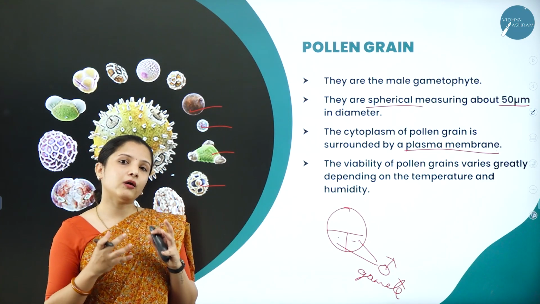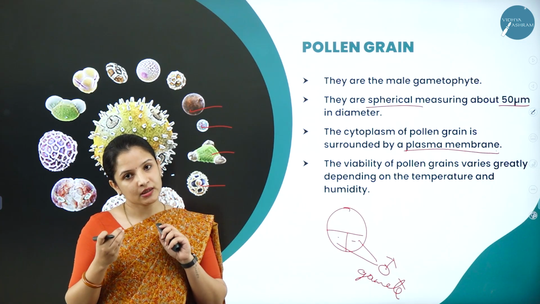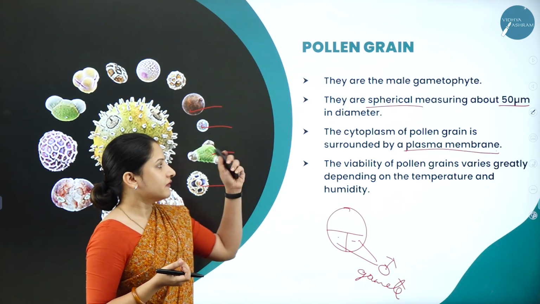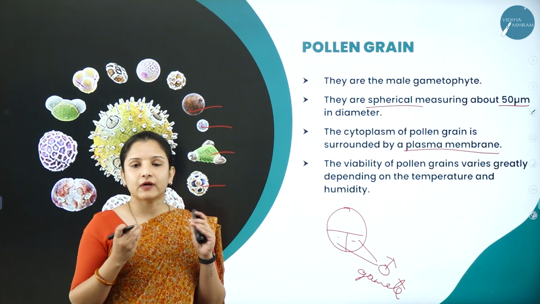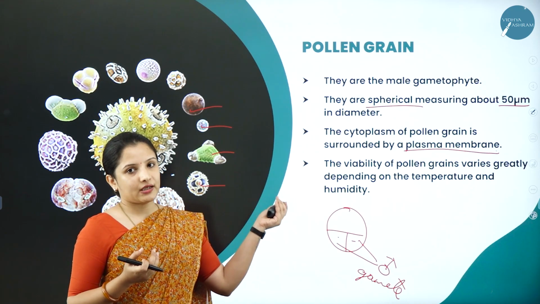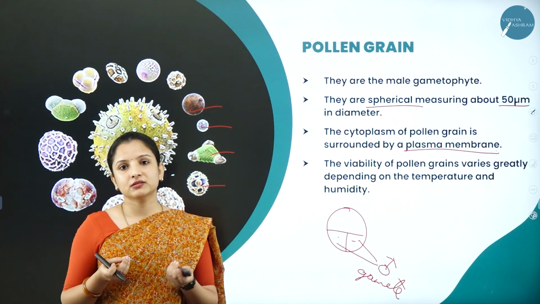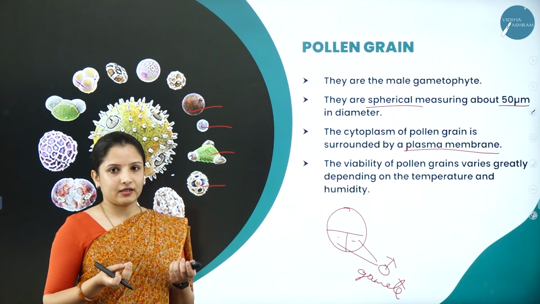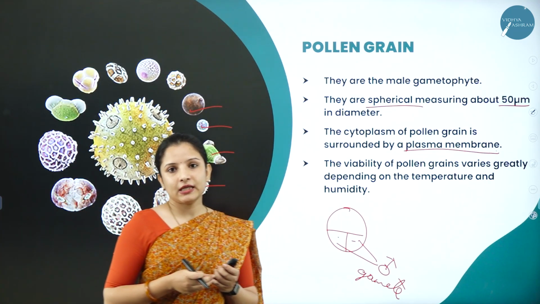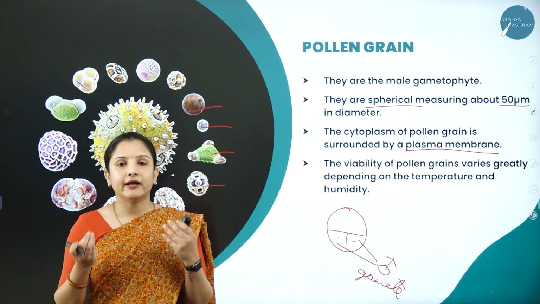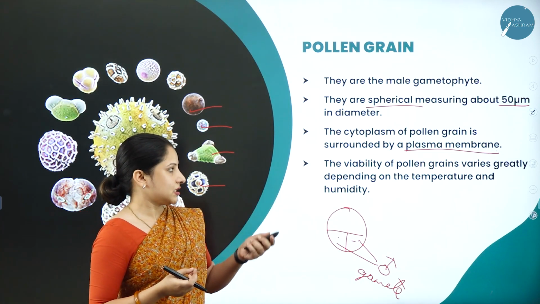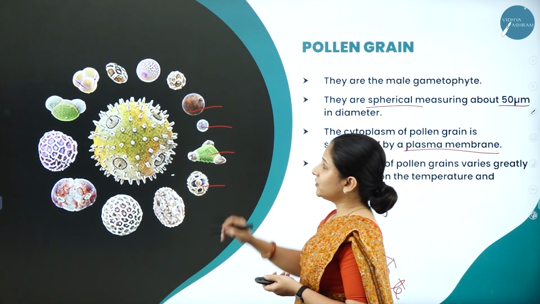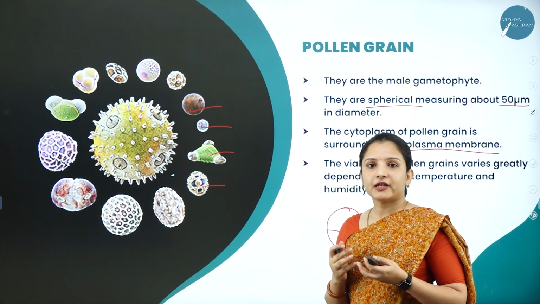And don't think that all the pollen grains will have the same lifespan. So the viability or the lifespan of the pollen grain varies from one species of flower to another. The reason why it varies is maybe because of the humidity or the temperature, they keep on varying. So the viability of the pollen grain varies greatly, and it mainly depends on the humidity as well as the temperature. And also the pollen grains are of different forms.